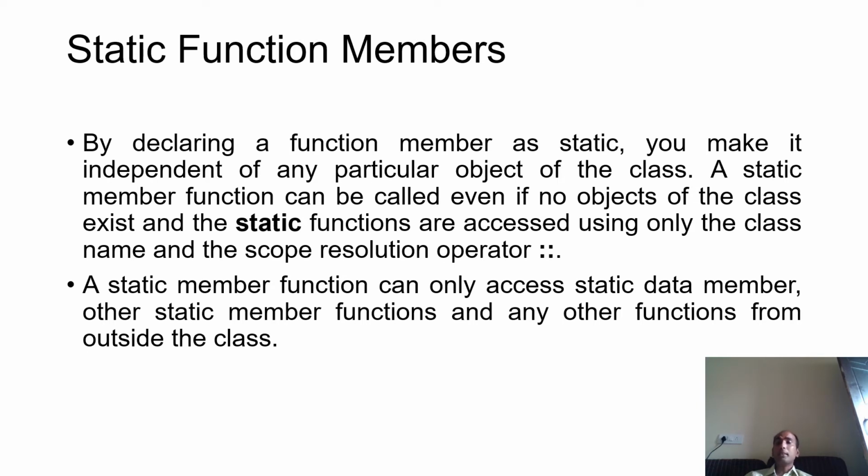Now, a static function cannot be accessed by using an object. It is always called by using the class name and scope resolution. So there are two things. Static functions can only access static members inside them. And second, static functions can be called by using the class name and scope resolution instead of an object.